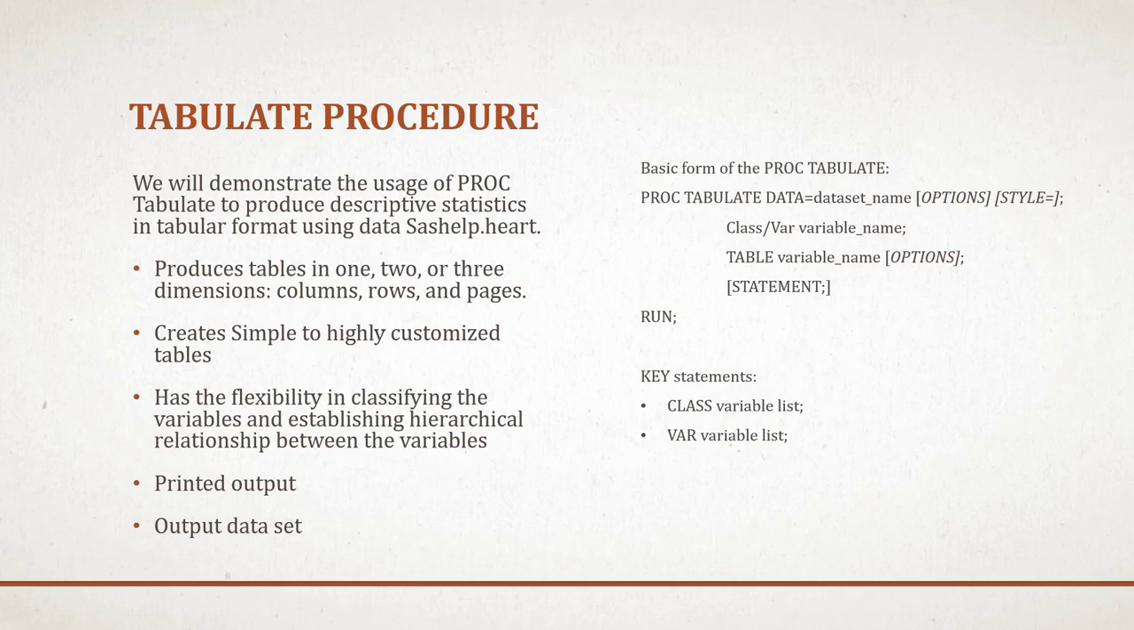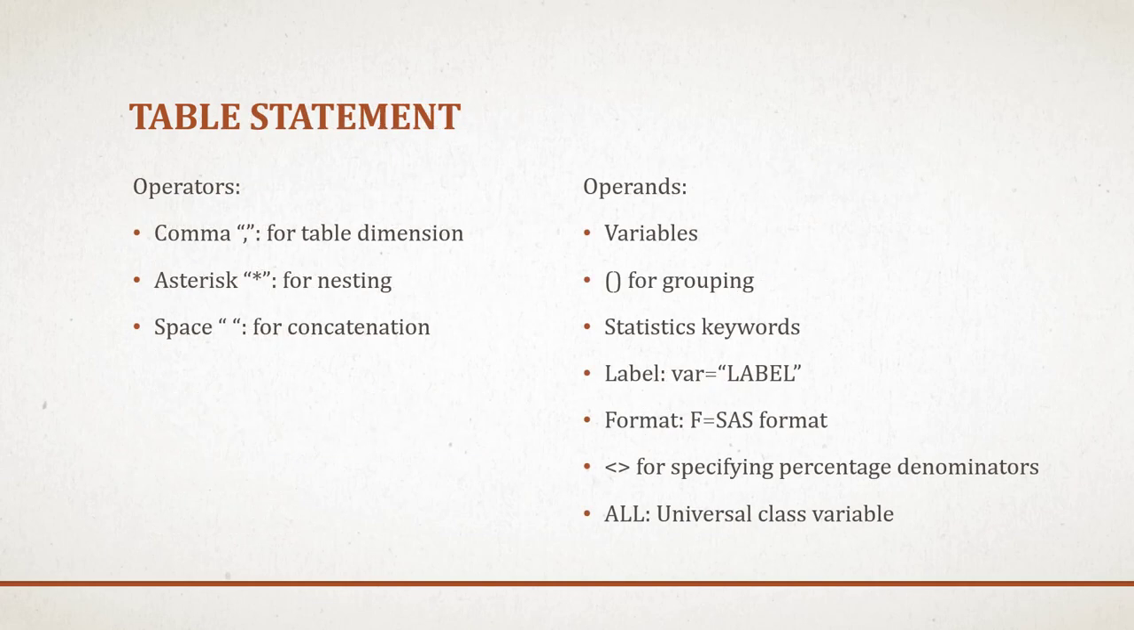The class statement specifies the class variables for the table. The var statement specifies the numeric variables to use as analysis variables. For example, age would go into the var statement and gender would go into the class statement. There are 3 different operators to separate variables. Commas are used for table dimension, an asterisk is used for nesting, and a space is used for concatenation.